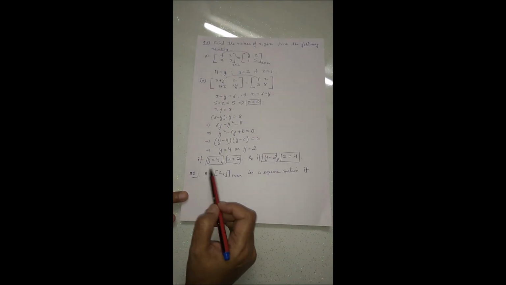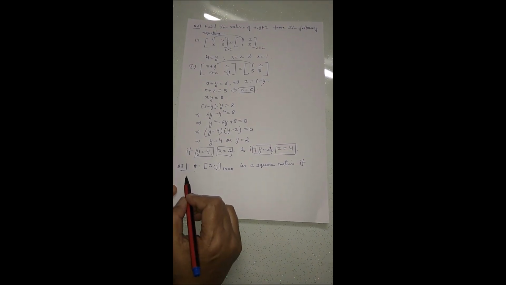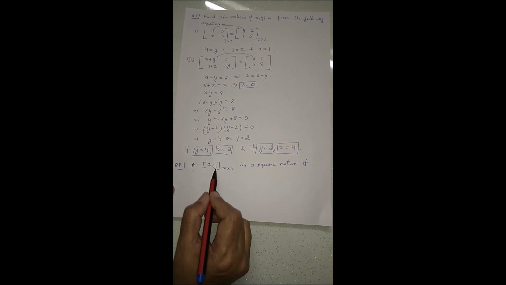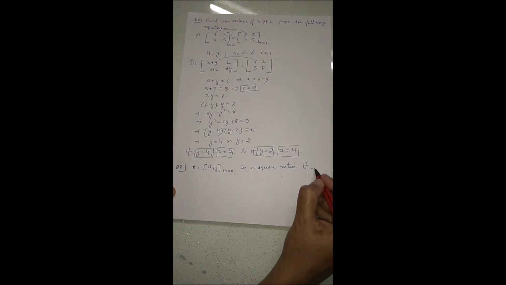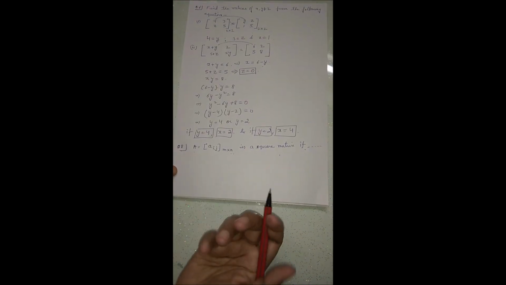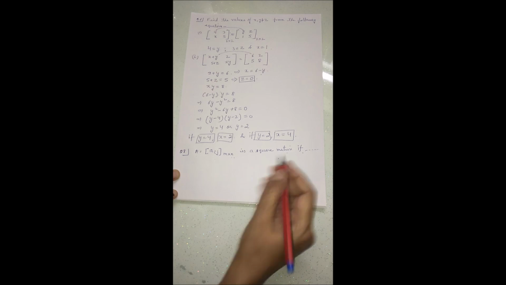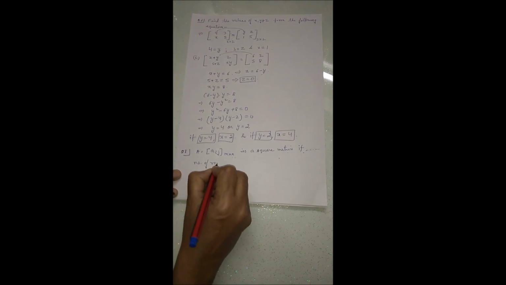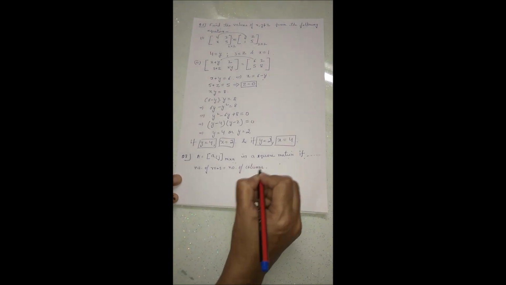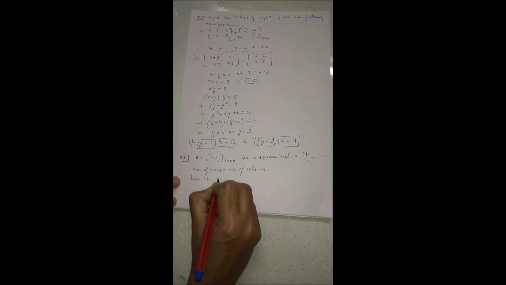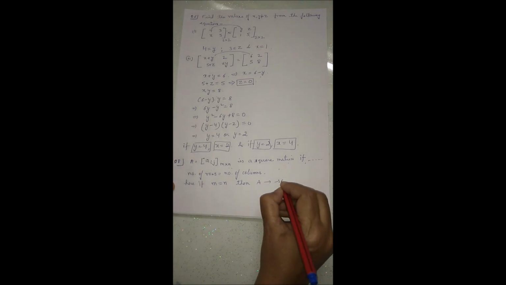Now question number 7 is similar to question number 6, so you have to do it yourself. Question number 8: A equals a matrix Aij of order m by n is a square matrix if... Now it's a fill in the blank. What will be the condition when a given matrix is a square matrix? For a square matrix, the number of rows must be equal to the number of columns. So if m is equal to n, then the given matrix A will be a square matrix.